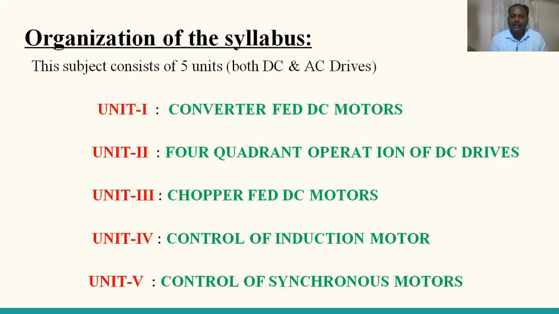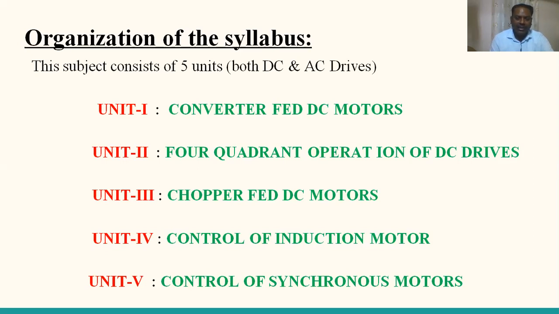Converter fed DC motors in unit 1, 4-quadrant operation of DC drives in unit 2, chopper fed DC motors in unit 3. All these belong to the DC drives. DC drives means DC motors, such as the separately excited motor, shunt motor, series motor, and compound motor. These are the DC motors, and units 1, 2 and 3 belong to the DC drives.